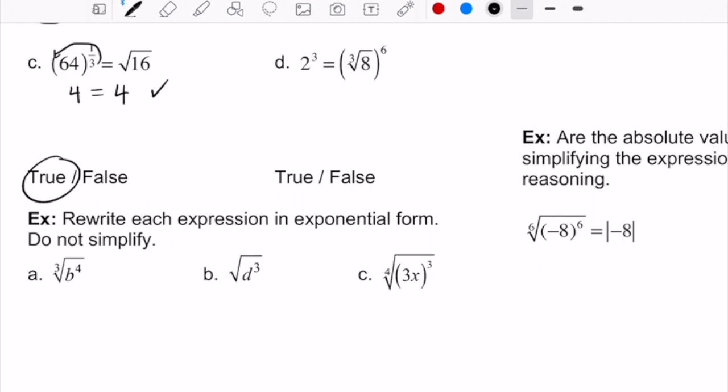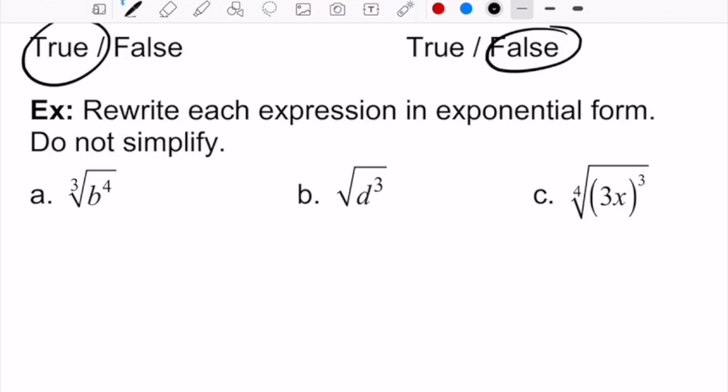On D, 2 to the third gives me 8. Over here, I'll put the 3 underneath the 6 in the rational exponent. 6 divided by 3 gives me 2, and 8 squared gives me 64. So since these two numbers are not equal, we'll conclude that D is false. On this next example, we're practicing writing a radical expression in exponential form.